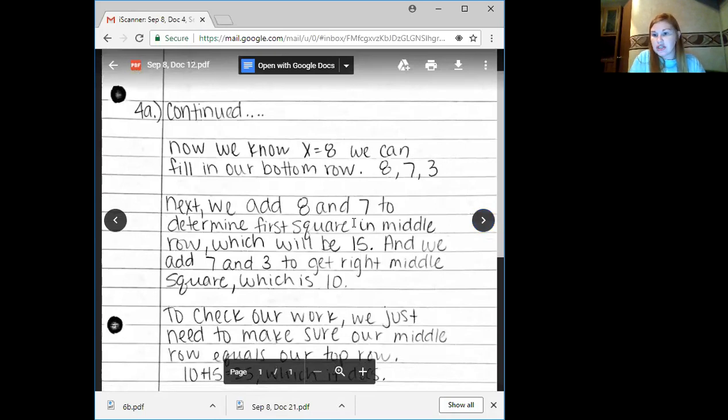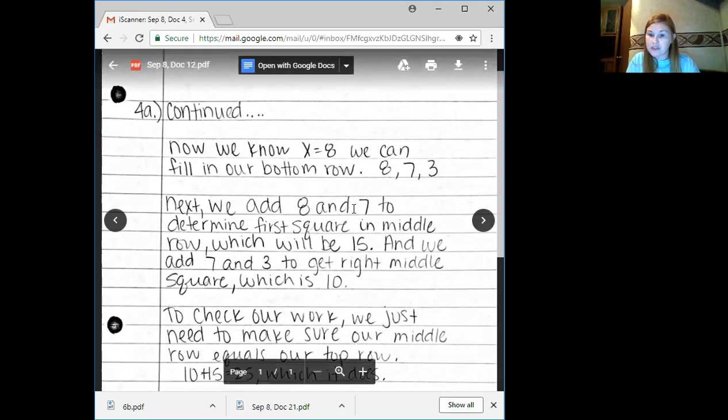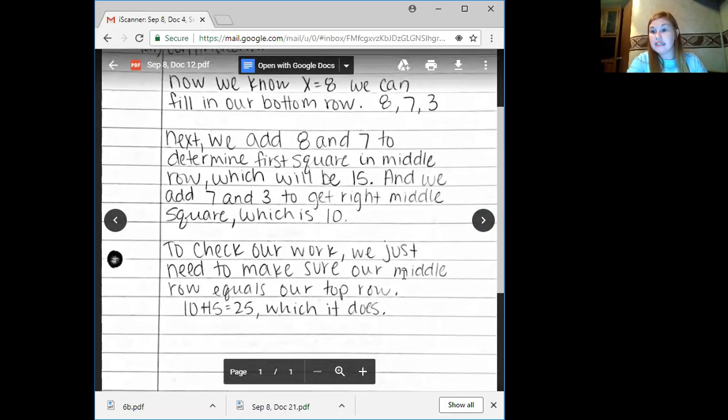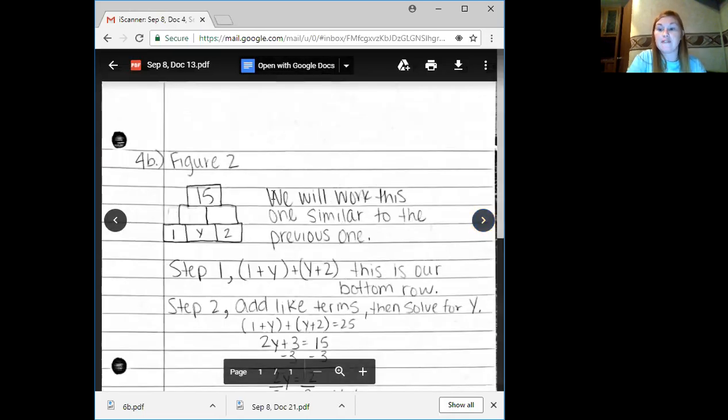So, that's just a continuance basically of that. It tells us that the 8, 7, and 3, we add those, which would be 15, and then the 7 and 3 is 10, and 15 and 10 equal 25. So we figured that one out there. And then we're going to look at figure 2.